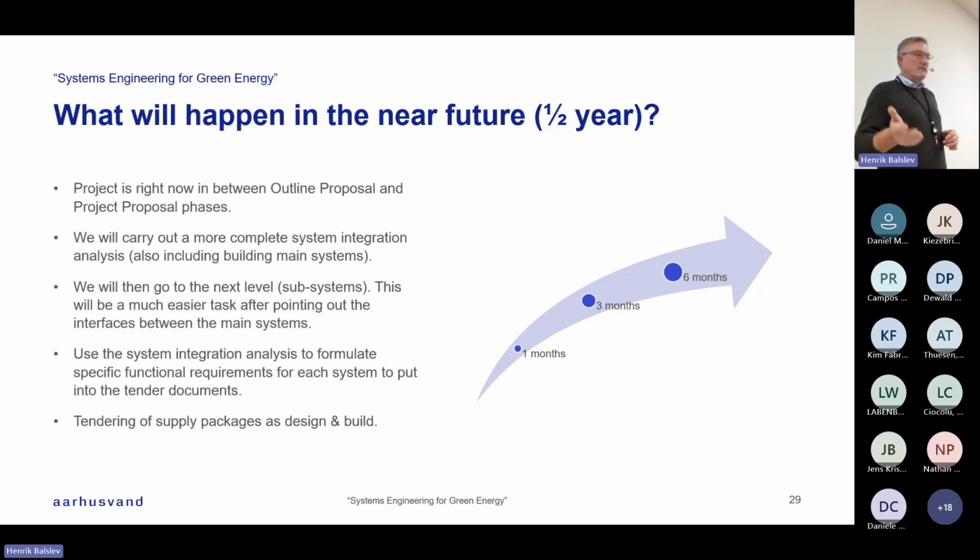We will carry out a more complete system integration, also taking into account the more critical main building systems, because this is actually the process systems that we have been dealing with. And then we'll go to the next level, more strategic. From the main level analysis, we will point out where we are going to go into the next level of detail, so to speak. And then we'll use the system integration analysis to formulate specific functional requirements for the technology packages. And then, of course, we will tender out these supply packages. So that's what we're going to do here in the next 6 months or so.